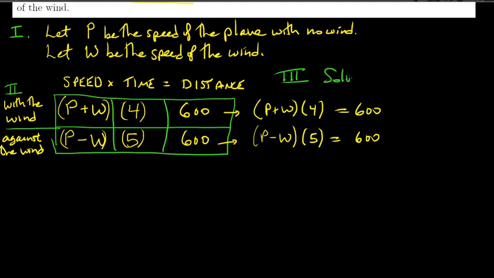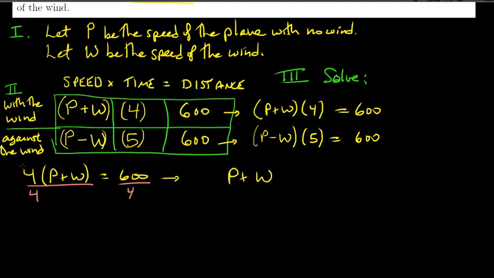So you just solve this system. And if you use the same trick that I showed you last time, if we have (P plus W) times 4 is equal to 600, rather than distribute the 4, just divide by it. So divide both sides by 4. And this becomes P plus W. The 4's cancel on the left. 600 divided by 4 is 150.